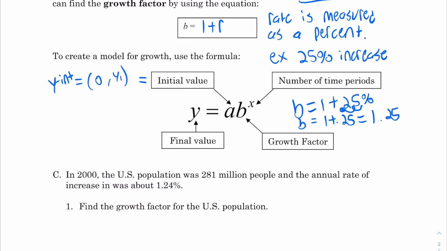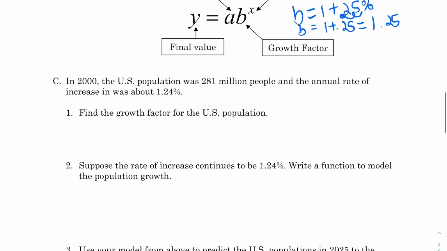Let's use this formula in an example. We have a population of 281 million people. That sure sounds like a starting value, which is a y-intercept. We're increasing by 1.24%. That's an r. That's not the b, that's the r.